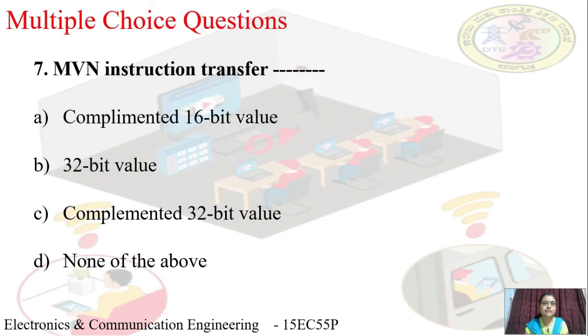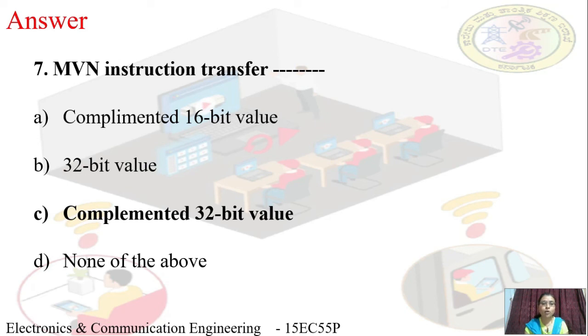So seventh one is MVN instruction transfers dash. So first option is complemented 16-bit value. Second option is 32-bit value. Third option is complemented 32-bit value. Fourth option is none of the above. As this is MVN, move negative, and as ARM instructions deal with 32-bit values, it will transfer a complemented 32-bit value. Hence the answer is C, complemented 32-bit value.